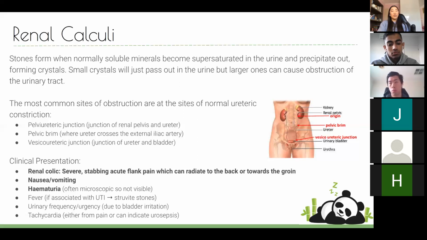There are some other things that you can get. So fever, if it is associated with a UTI, and that's a particular type of stone, struvite stones. They can get urinary frequency or urgency if the stone is irritating the bladder, or tachycardia, again, either from the severity of the pain, or it can indicate urosepsis. So if there's been an infection and that's gotten into the blood, you'd get tachycardia as well. But more likely it's just pain related.